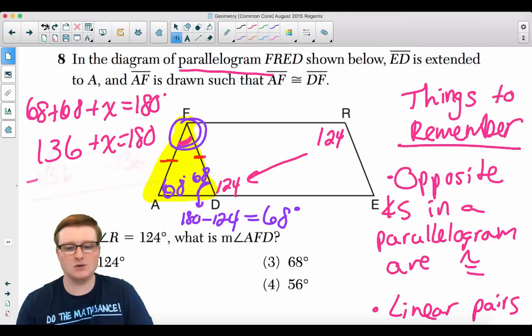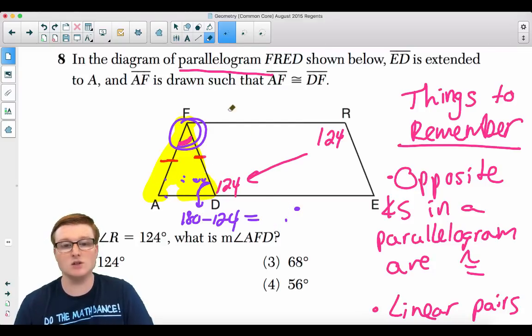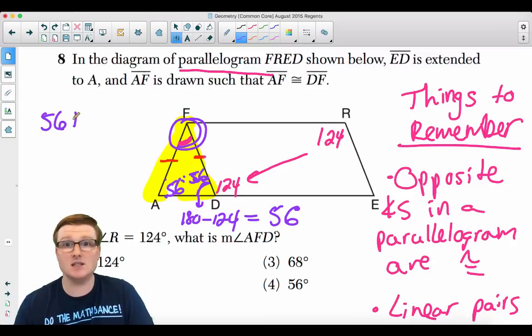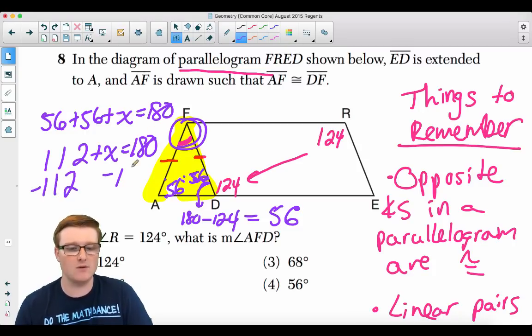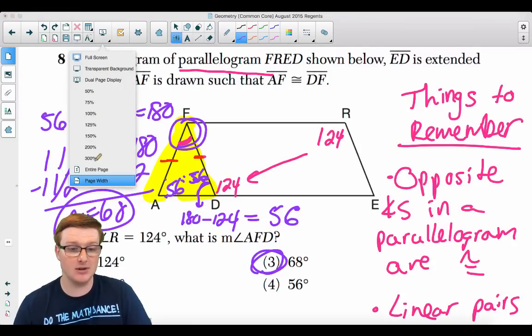Oh, I apologize, folks. That is not 68 degrees. That is my terrible mistake because I go too fast. This angle is 56. My apologies. So we have 56 plus x is equal to 180. Again, I apologize. That is going to be 112 plus x is equal to 180. Subtract the 112 on both sides, and then you get x is equal to 68, which is going to be choice 3. Okay, that's question number 8.